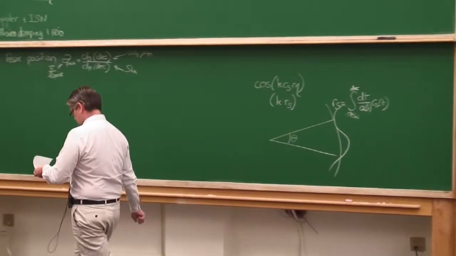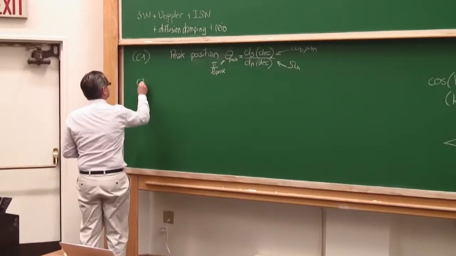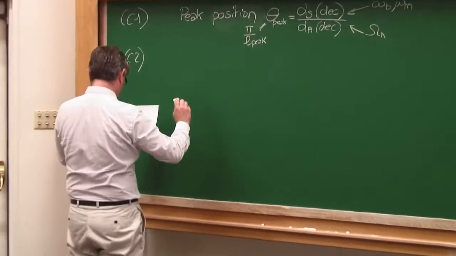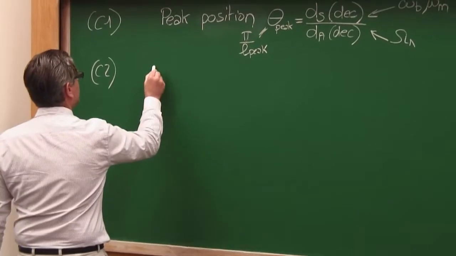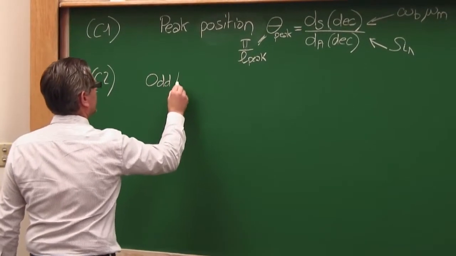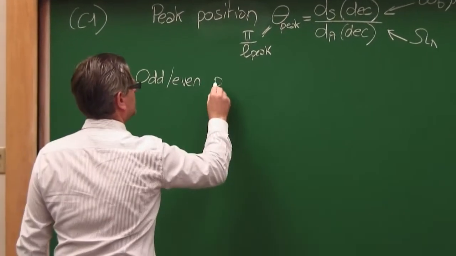Okay. The second quantity controlling the CMB shape is the ratio between odd and even peak amplitude.